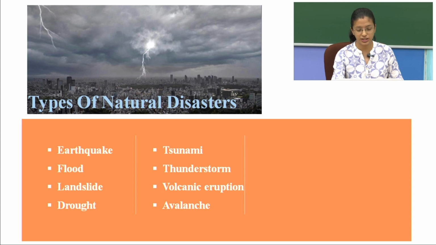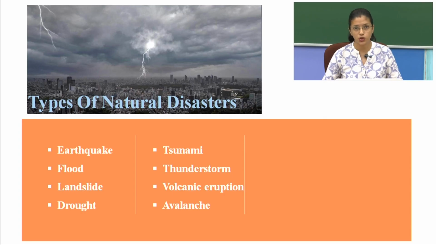What are the different types of natural disasters? These are divided into geological and meteorological impact. These are earthquakes, floods, landslides, droughts, tsunamis, avalanches, thunderstorms, and volcanic eruptions. Though thunderstorms are often considered routine, they can contribute to forming a landslide, flood, or even power failure. We'll discuss some of the important geohazards in this presentation.